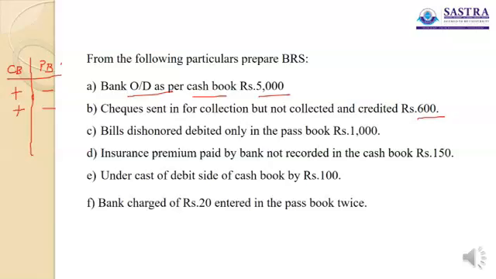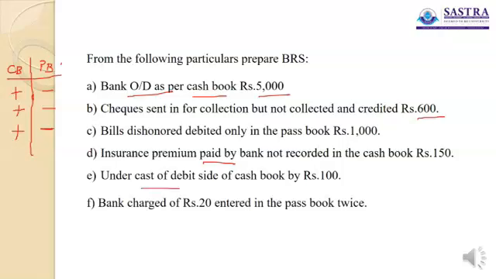Then come to the insurance premium paid by bank. As per the standing instruction of the entity or a trader or a firm, the insurance premium is paid and would have been deducted immediately. Now that has been done by the bank, but not recorded as an expense in the cash book, that keeps the cash book's balance plus, whereas the passbook balance is minus.